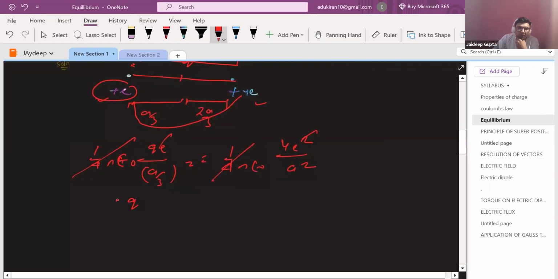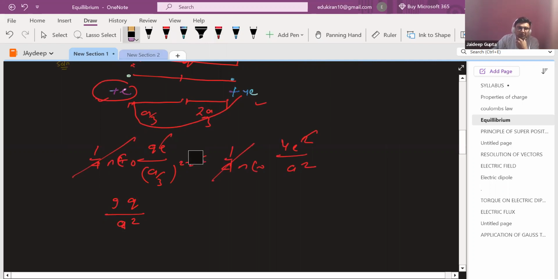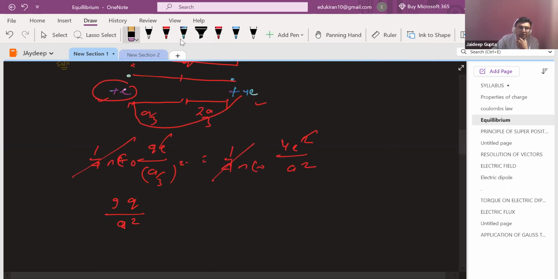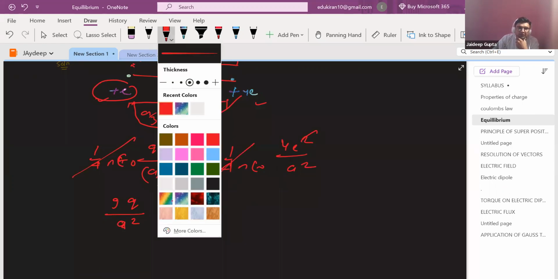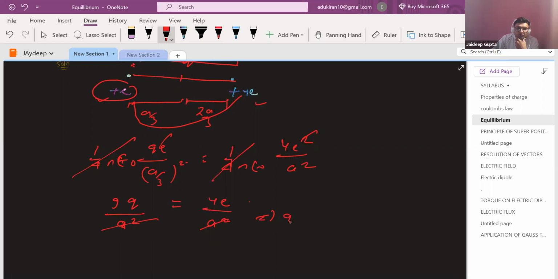So Q over 9Q over A square equals 4E over A square. A square will cancel out. So square E, the answer will be 4E over 9. Is it okay, Iram? How to calculate the magnitude of charge?